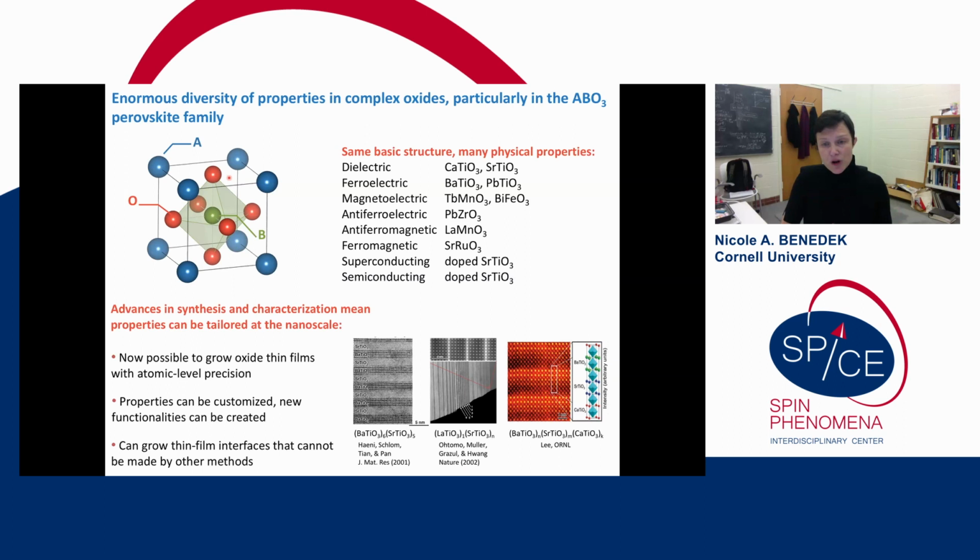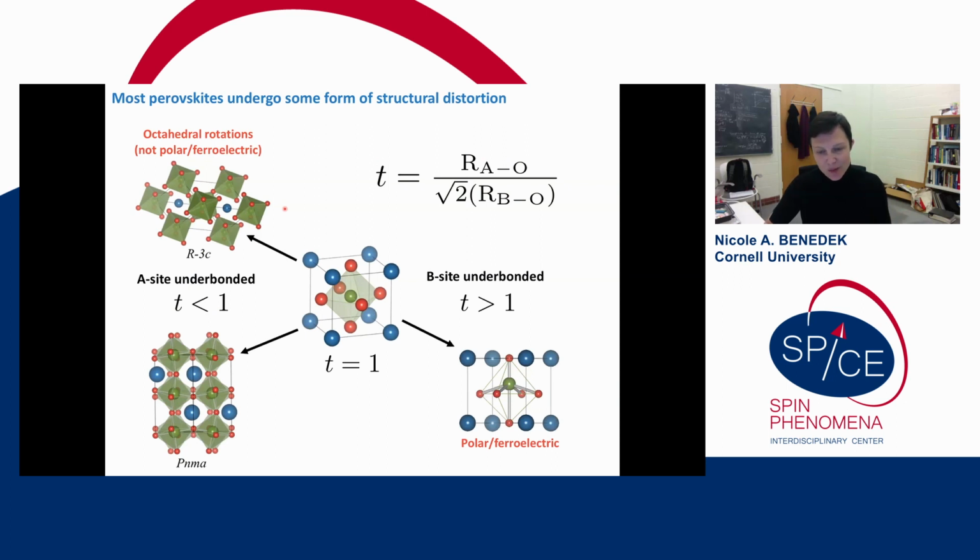The other reason perovskites exhibit so many different properties is that, despite this being the prototypical cubic perovskite structure, most perovskites don't actually have this structure in their ground states, because they undergo some form of structural distortion or structural phase transition. So that's a crystallographer's idea of a joke for you.